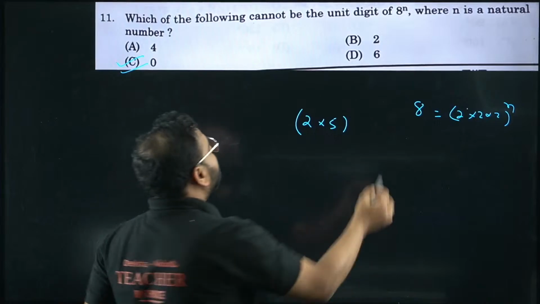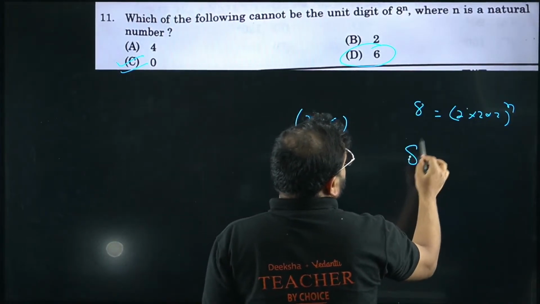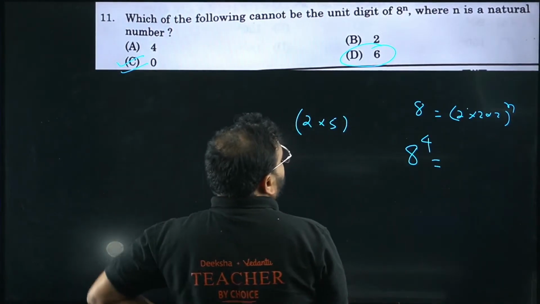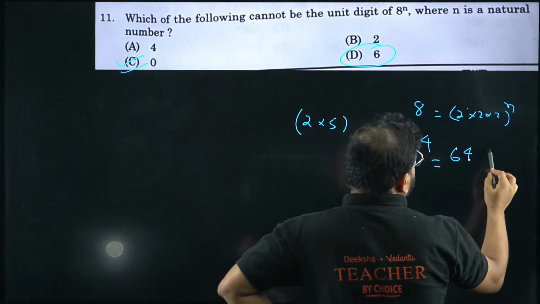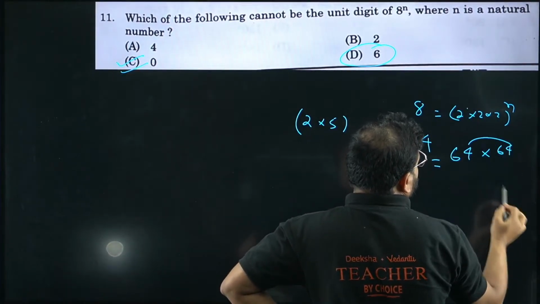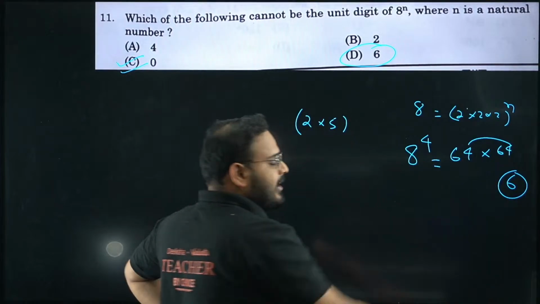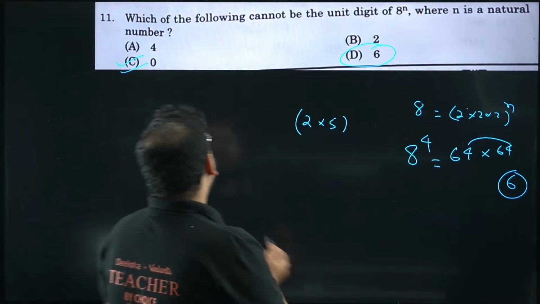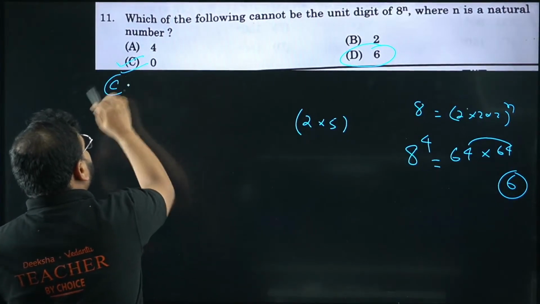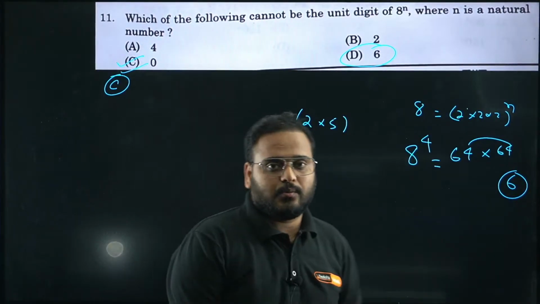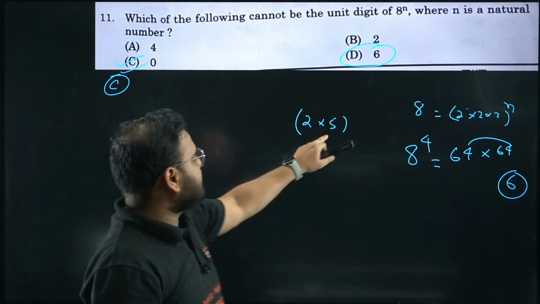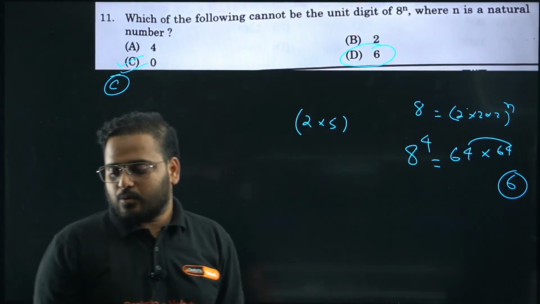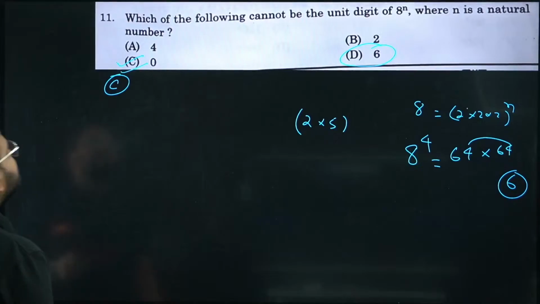If you're confused, don't worry, take 8 power 4. So it becomes 64 times 64, right? 4 4s are 16. So for 8 power 4, you're going to get the last digit as 6. But you'll never get 0. So option C is the right answer. It cannot be 0, because there's no factor 5 in 8. Is there? No, sir. Let's move on now. So 11th is done. 12th now.